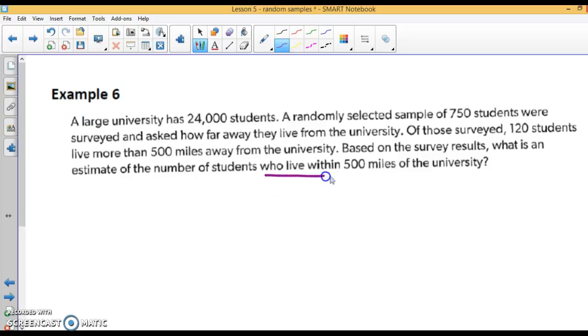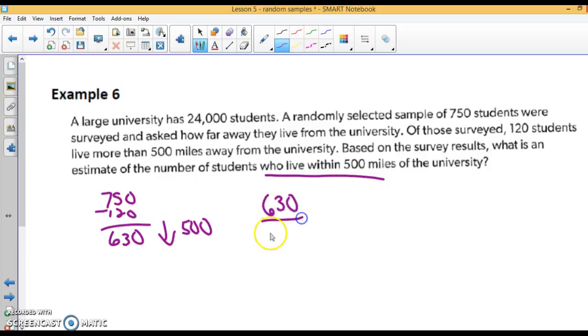Now, this one's tricky. Live within 500. So, 120 out of the 750 live more than 500. So wouldn't everybody else live less than 500? So 750 minus 120 is 630 live less than 500 miles away. So if we want to set up a proportion, 630 out of 750 live less than 500 miles away. We want to know X out of 24,000.